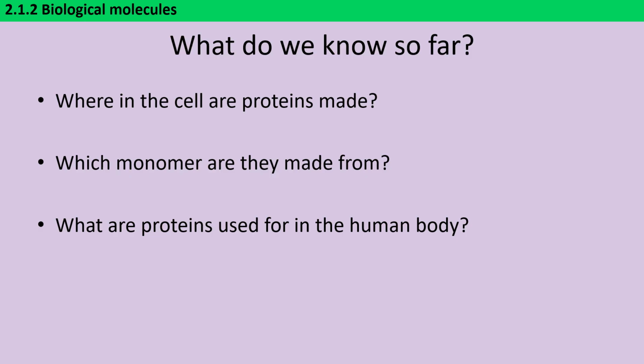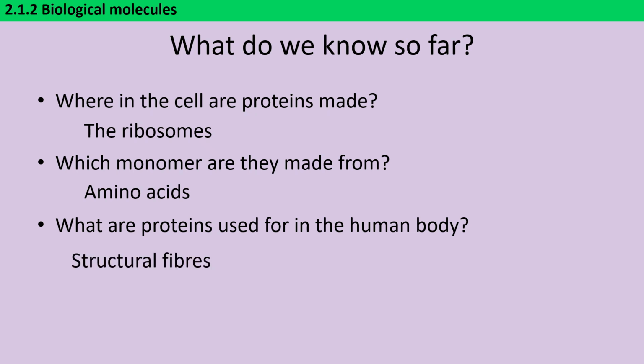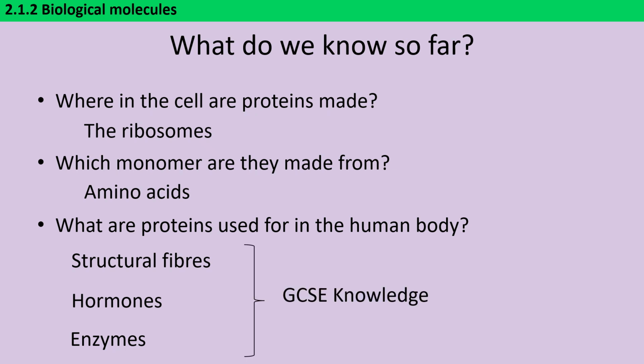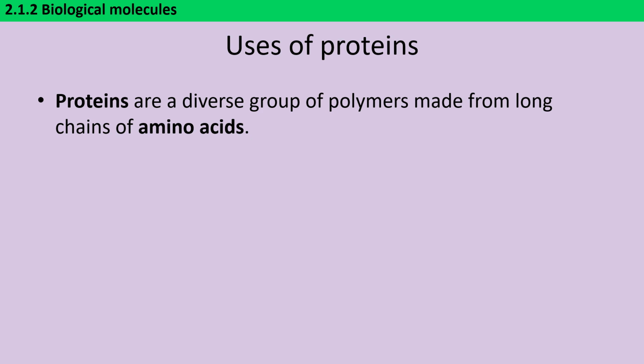proteins. You hopefully already have some knowledge about proteins from your GCSE studies, so before we dive into new content, just pause the video and scribble down what you already know. Hopefully you're aware that proteins are synthesised by the ribosomes, and they're made from amino acids. Proteins are used in the human body for structural fibres in muscles, for making hormones, and also for making enzymes, and these are all functions that you would have studied as part of GCSE biology.